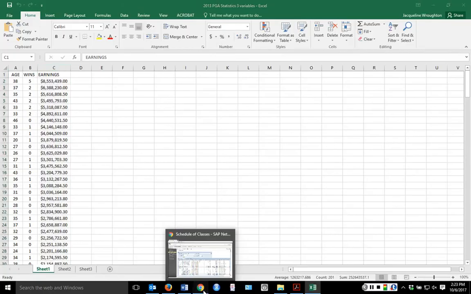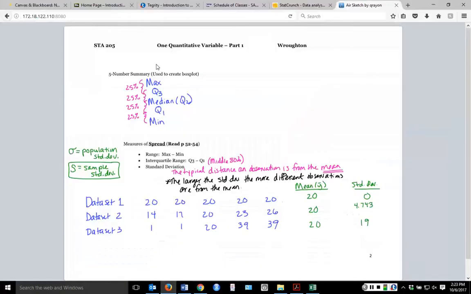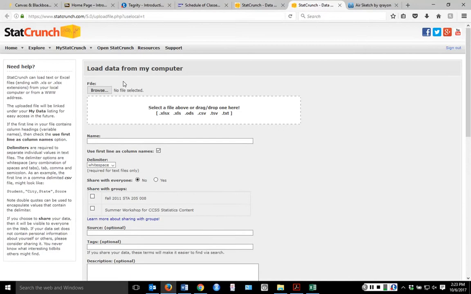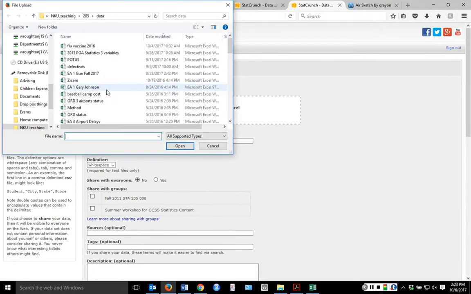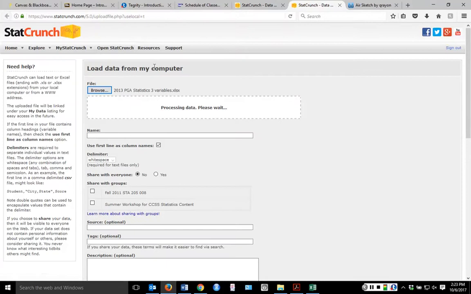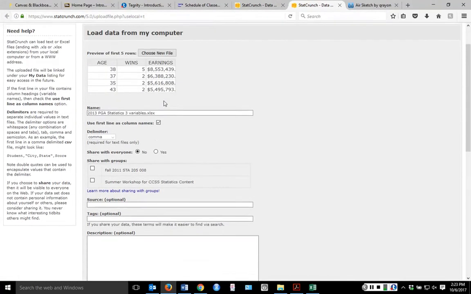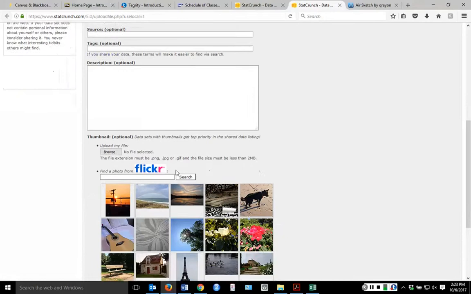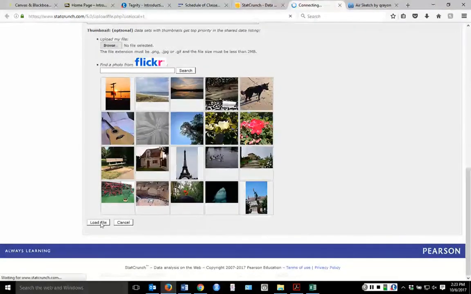So the first thing I want to do is pull this data set up into StatCrunch. So I'm going to open my StatCrunch. I'm going to select a file on my computer. I have mine saved on my flash drive here, so you could download it from Blackboard and then save it somewhere so that you could load it as well. Okay, I can give you a little snapshot of what it's going to look like coming in, and hit my load file.